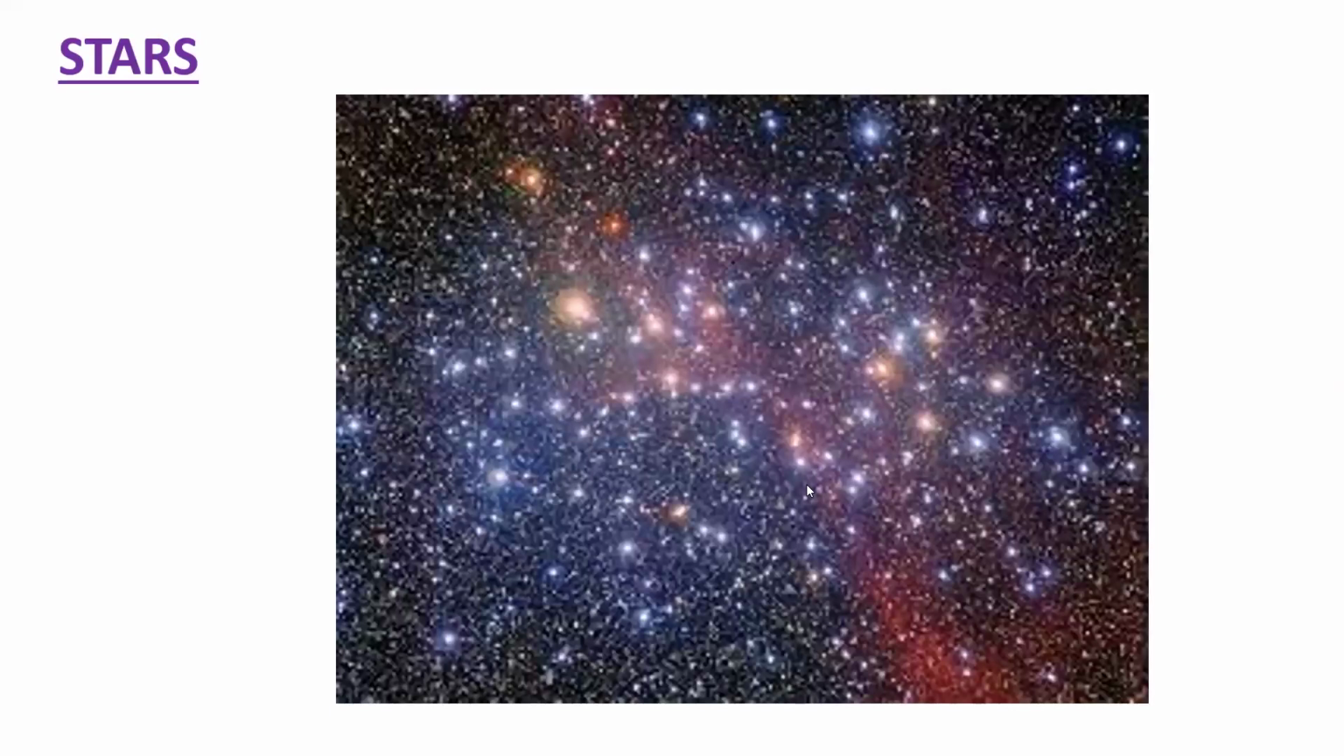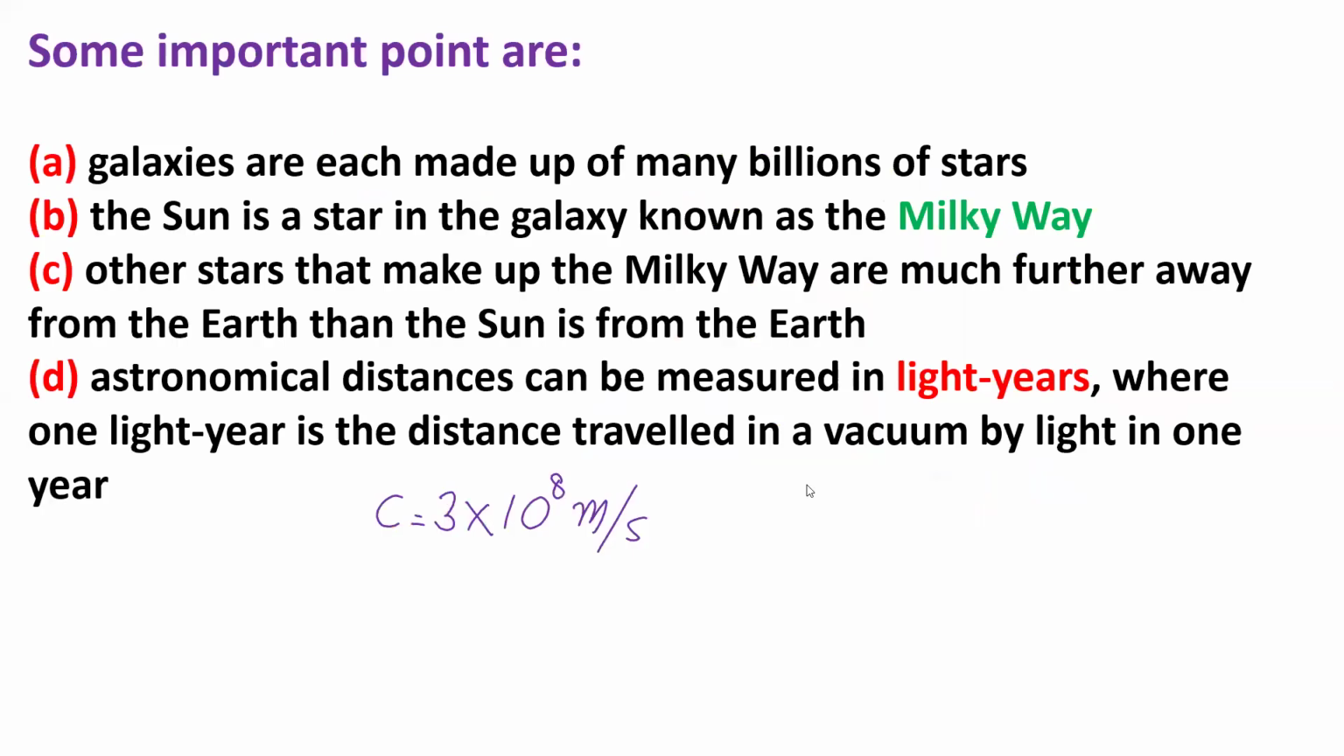Stars are all in the sky and they all are light objects. So we have some important points for them. Number one, galaxies are each made up of many billions of stars, and the sun is a star in the galaxy known as the Milky Way. Some of these points we already know, but what this chapter is doing, it is collecting all the old knowledge which you already have in the science book of class 8th, but it also includes new knowledge. So it's a new chapter, and they are consolidating the concept.